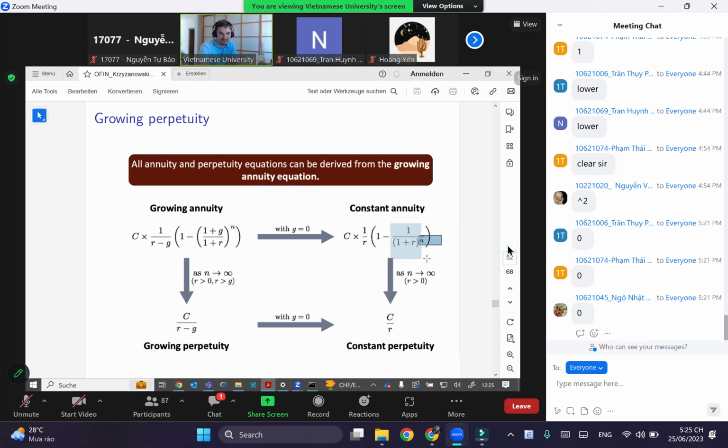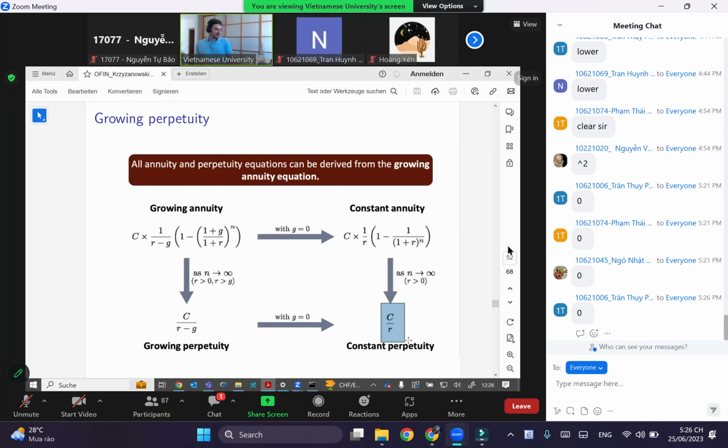If n goes to infinity, what happens to this fraction? We have 1 divided by something which is bigger than 1, because R is positive, taken to the power of infinity, which means the denominator becomes bigger and bigger and bigger. And this whole fraction becomes what? Exactly, it becomes 0. So this term would disappear, right? If this term disappears, what remains is C times 1 divided by R, which is C divided by R.